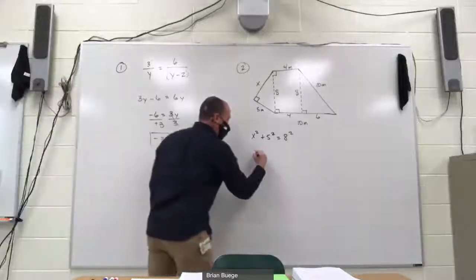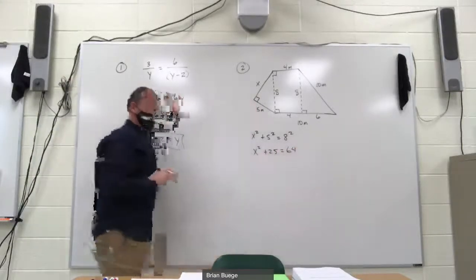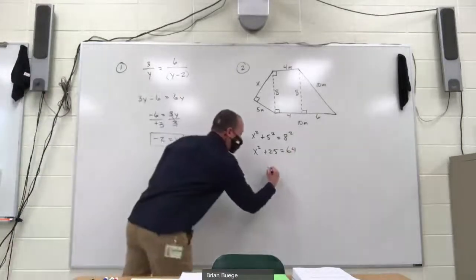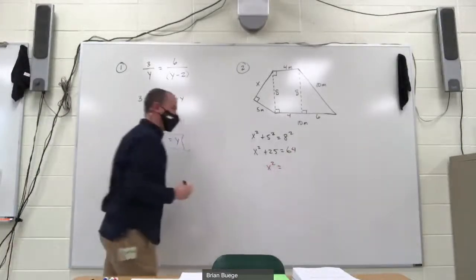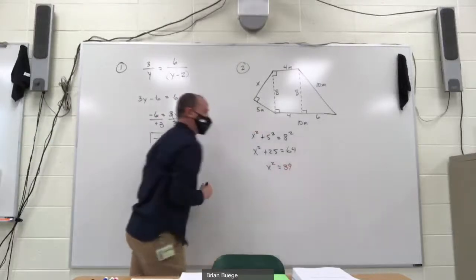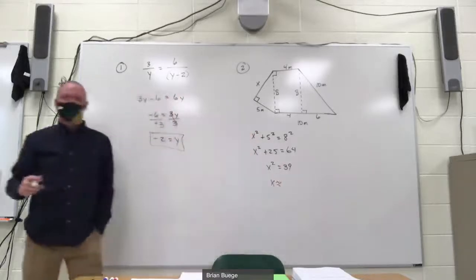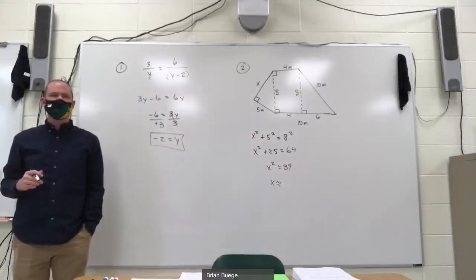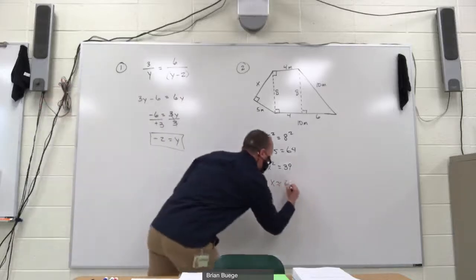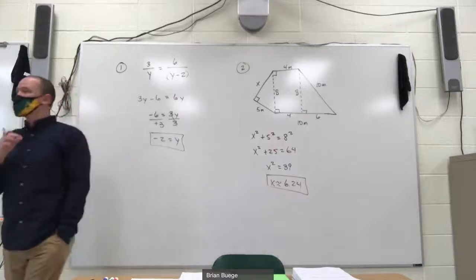Square everything out, we get x squared plus 25 equal to 64. Subtract the 25 over, and we end up with x squared equal to 39. Then finally, we take the square root of both sides, and you should get 6 point something. Somebody have it for me? What'd you get? 6.24. Okay, thank you. That sounds right. 6.24 is approximately what you should end up with for X, that missing side length.